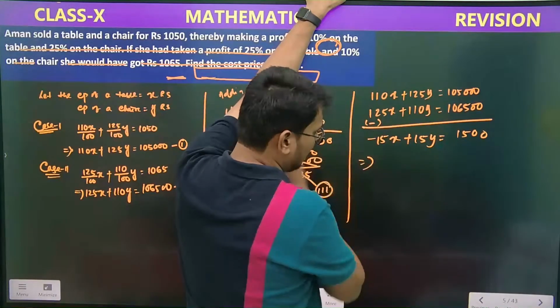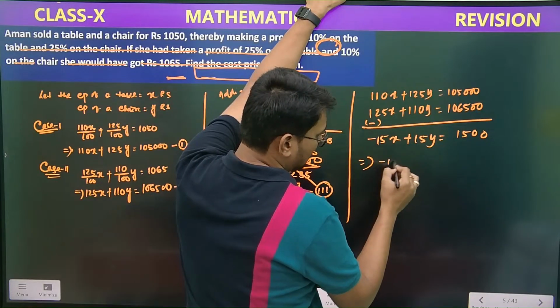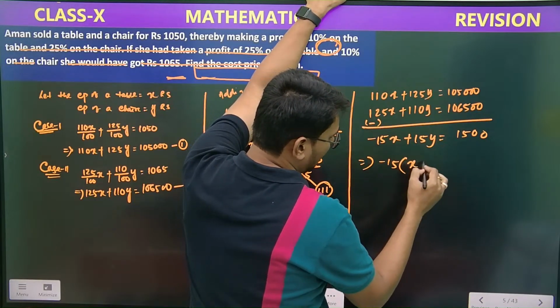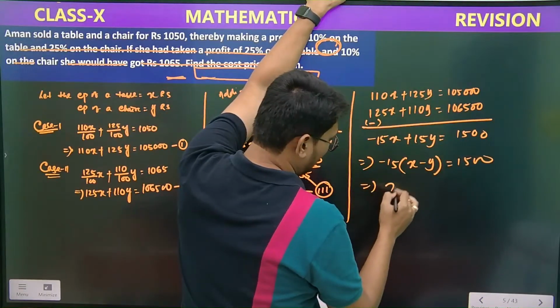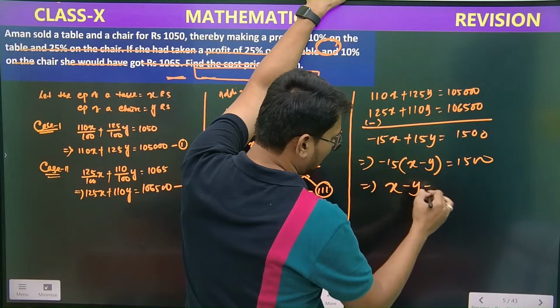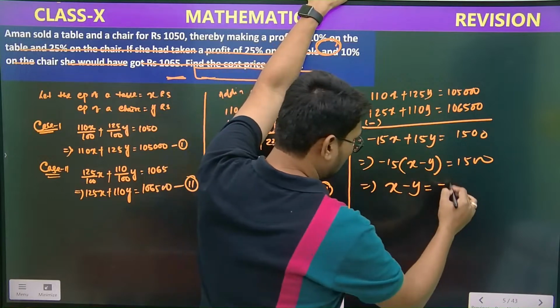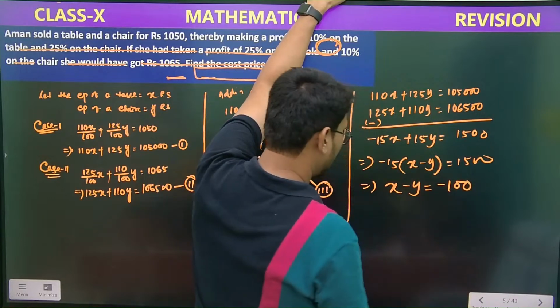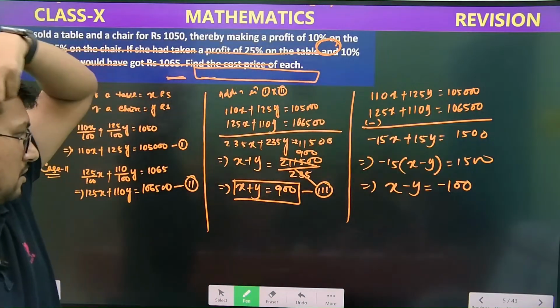If I'm writing this, it is x minus y. I have taken minus 15 common, so it becomes x minus y equals 1500, right? So therefore x minus y equals how much? Minus 100. Check.